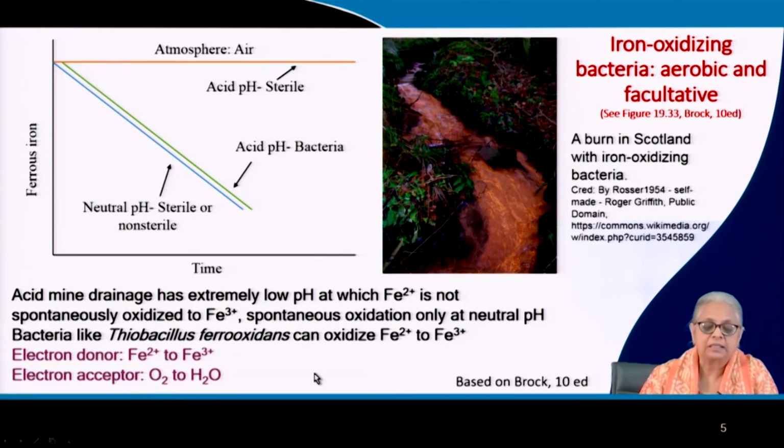So this is a very interesting example of a particular group of bacteria which is capable of oxidizing iron under acidic conditions. So by definition, these bacteria are acidophilic bacteria. And like I said, they can be aerobic as well as facultative. There have been several reports in the literature, which I will come to in a little bit. The electron donor in these reactions is ferrous iron, and it's converted to ferric iron, and the electron acceptor is oxygen. So it remains an autotrophic reaction.